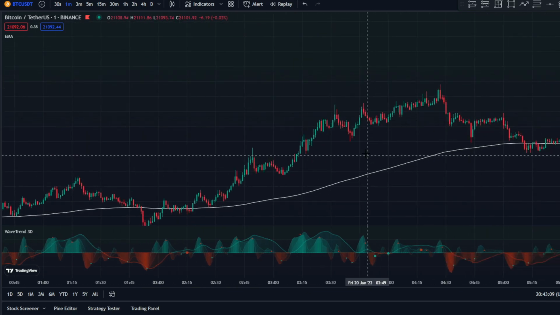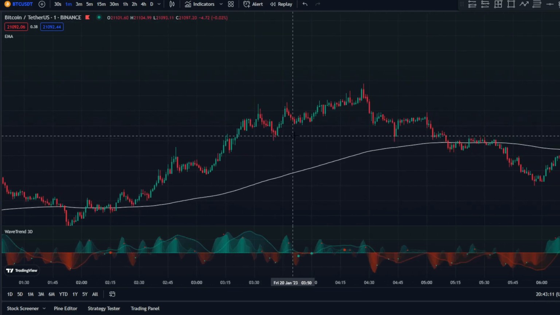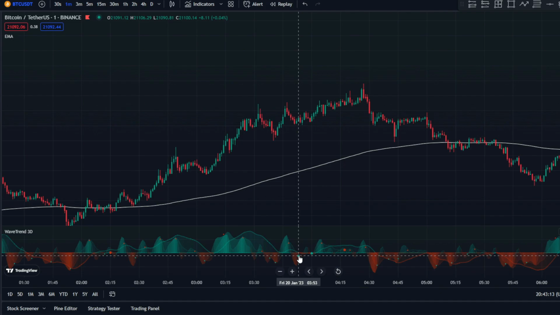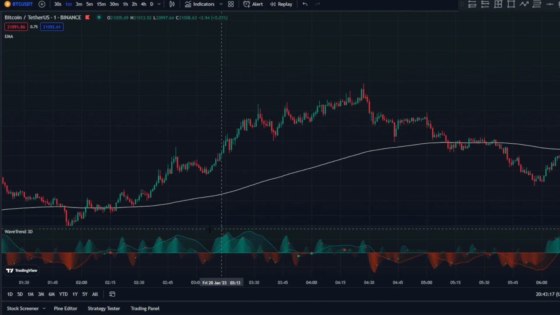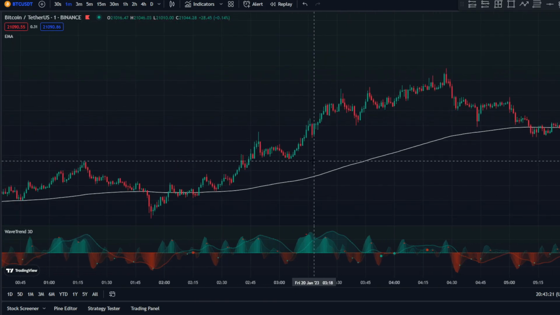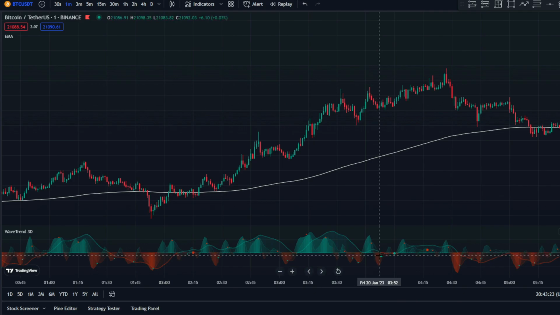And next up, what you want is a blue dot for you to go long. So the bigger the blue dot, the better it is. With a smaller blue dot, you still can take the signal, but I wouldn't recommend it as much. So you want to look for a big blue dot.